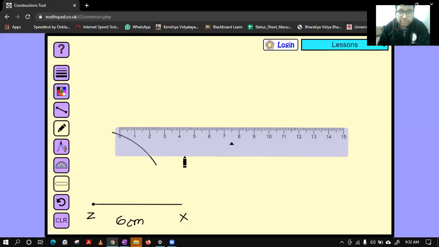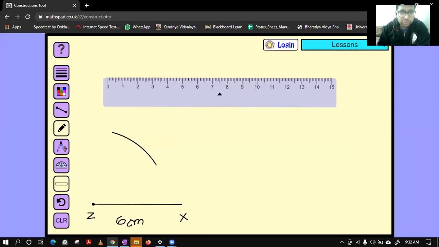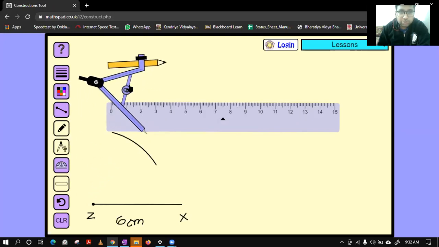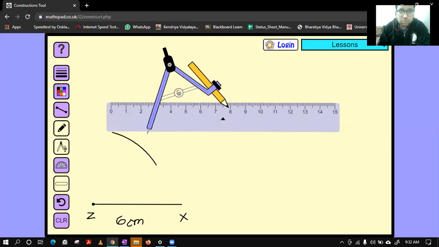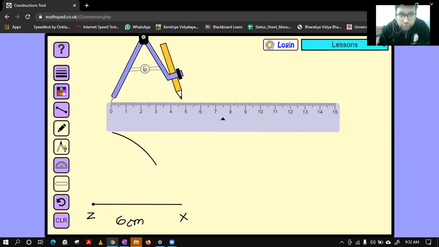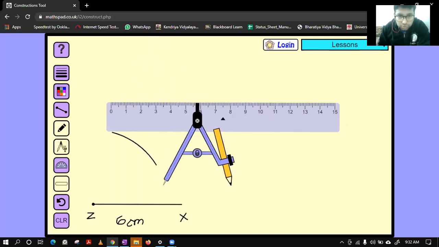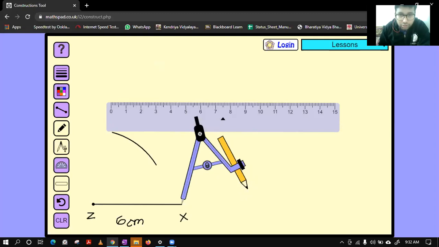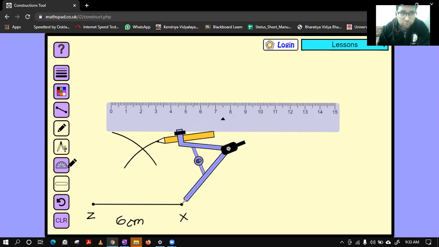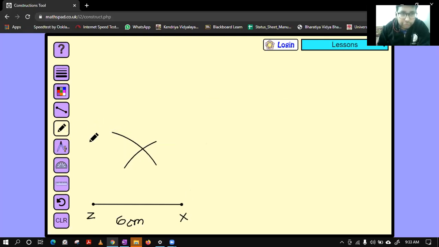So let's take the scale again. Yes, sir, okay, very good. So let's take one more arc of 4.5. The same way, we will keep the compass on 0 and open till 4.5. Again, they are back. So keeping it on X and cut the arc like this. And this is the point that you required. And we call it as point Y.